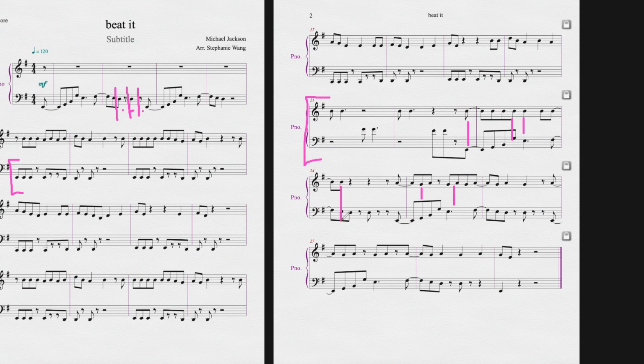and so forth. And lastly, the overall form of this arrangement is I did the intro, the first 4 measures, and then the first verse plays and I repeat it once, and then we just stick with the chorus.